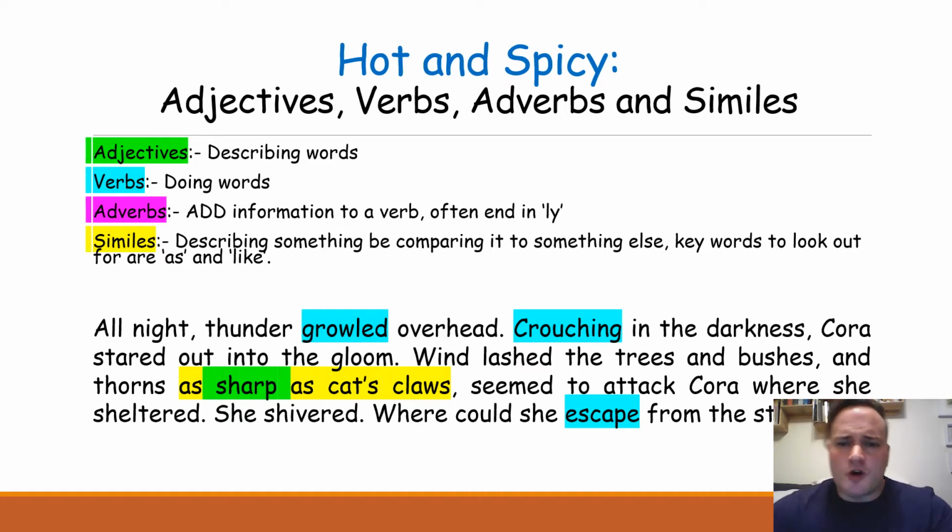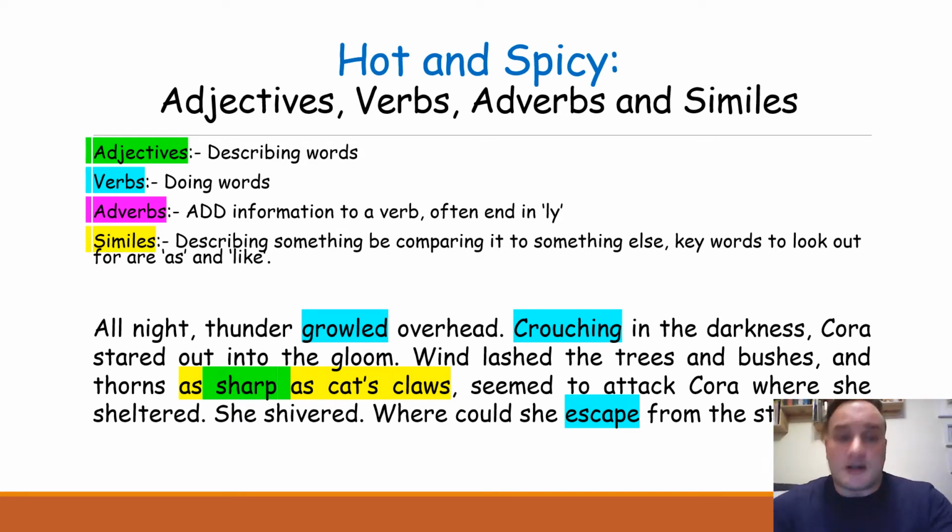First level of challenge, hot and spicy. Hot and spicy is a word safari where I would like you to go through Cora and the Storm Wolf and find adjectives, verbs, adverbs and similes. And I have chosen some colours for each of these different word families, and I would then, if I printed off the model text, go through and highlight or underline or draw circles around the right words, and I might draw myself a little key so that I knew that, in my case, green equals adjectives. But you might use different colours, so you don't have to use the same colours here. These are just the ones that I had on my computer.